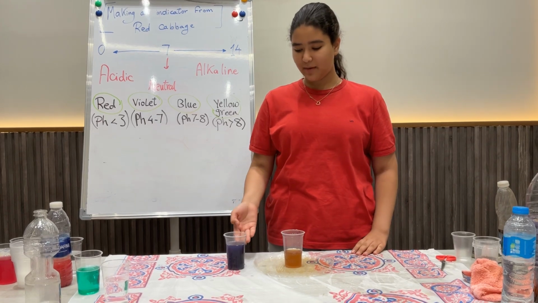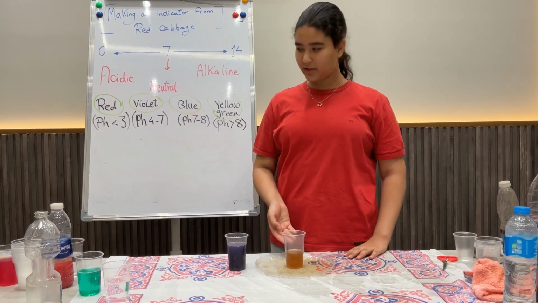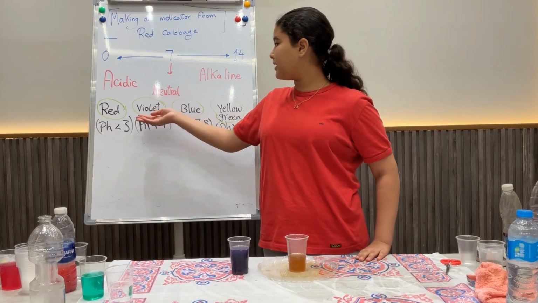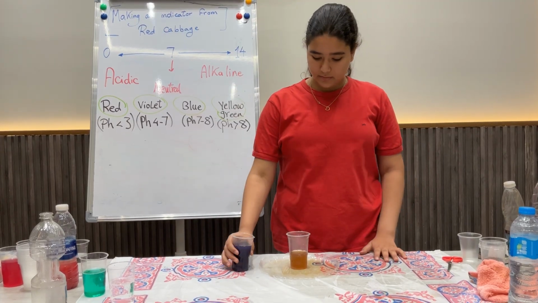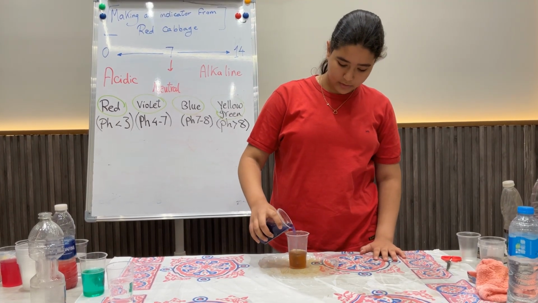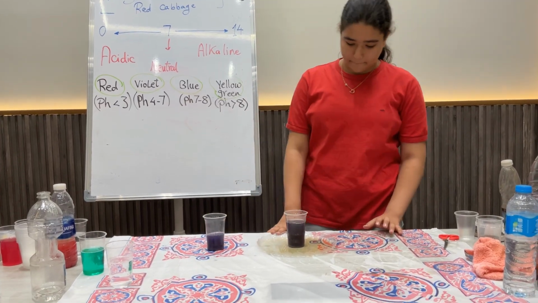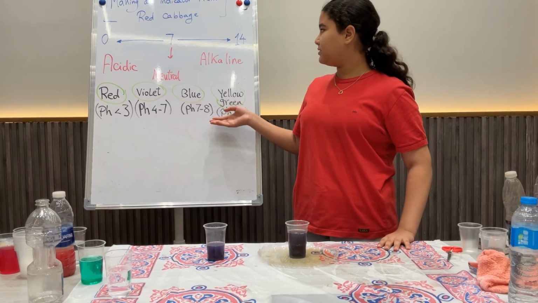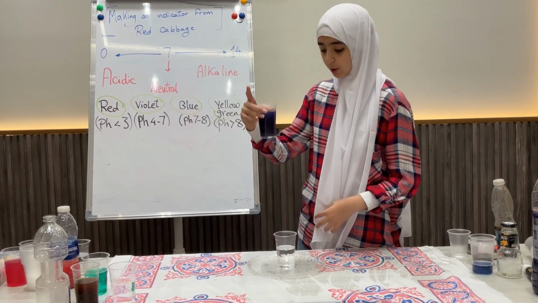This is our red cabbage indicator, which we will test with this unknown substance to see if this unknown substance is an acid or it's neutral or alkaline. Put the unknown. As we can see, it's turning blue. That means it's alkaline.